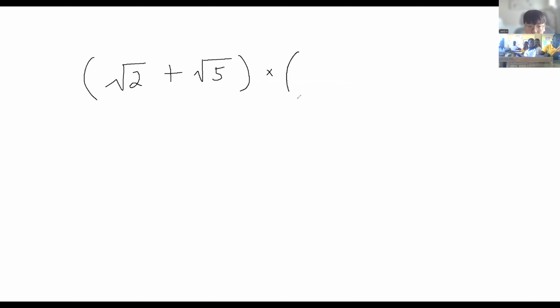So, how can we solve square root of 2 plus square root of 5, multiplied by square root of 2 plus square root of 3? How can we solve this one?